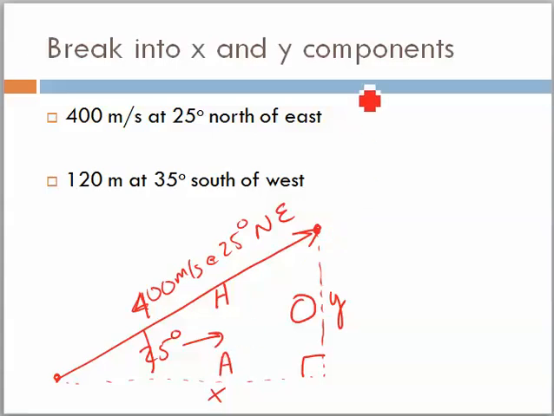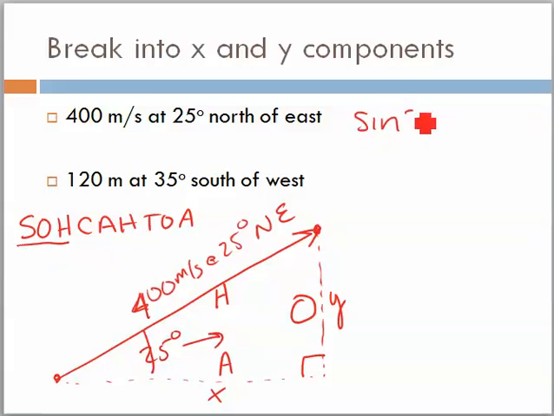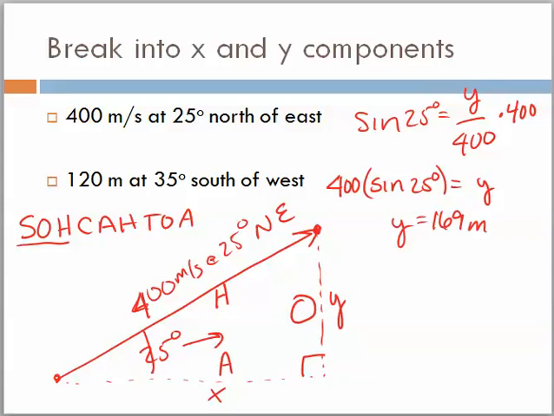Well, this takes us back to our trig ratios of SOH CAH TOA. I'm going to use my opposite and the hypotenuse, which is the sine function, the SOH part here. So I would say the sine of 25 degrees equals the opposite, which is y, over the hypotenuse, which is 400. What we've done here is I multiplied both sides by 400, and what that gave us then was 400 times the sine of 25 is equal to y, or our opposite side. So my y component here is 169 meters per second.